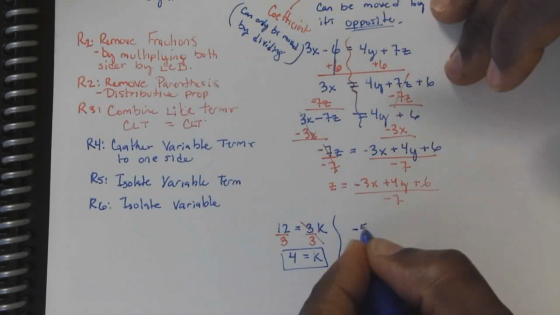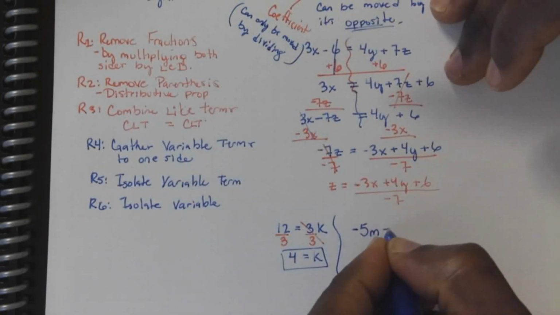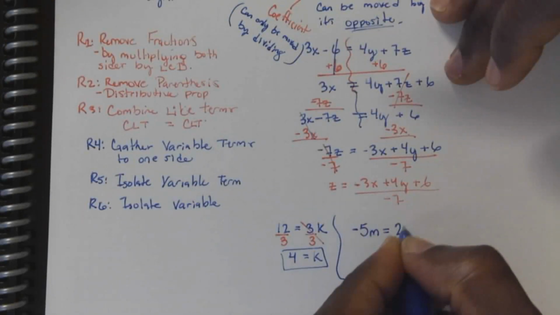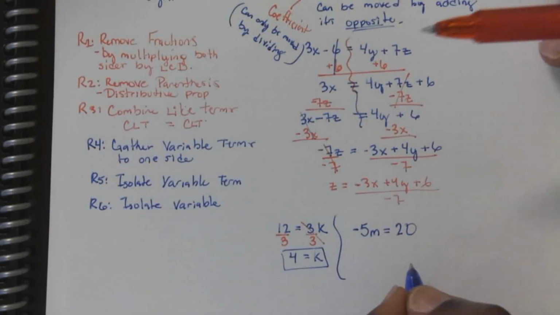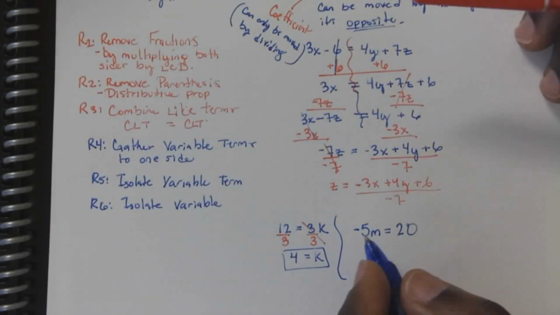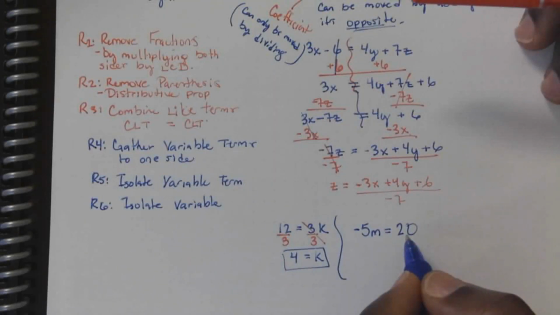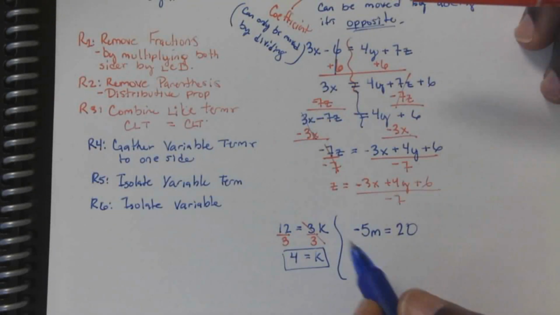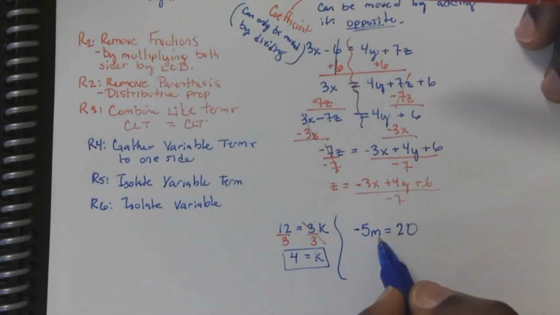All right, let's do it again. Negative 5m equals 20. All right? Just looking, the variable term is isolated. Variable term means your variable term is on the side by itself. The constant term is separate. They're in two different rooms, so we're good.